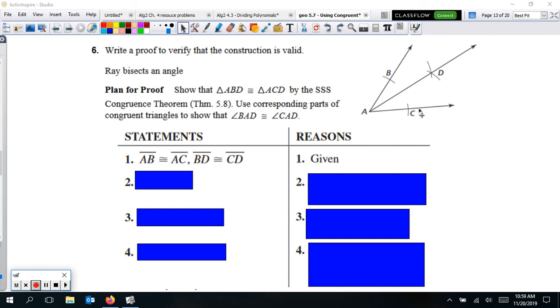And so it says the plan for the proof is to show that triangle ABD is congruent to triangle ACD. And so we have some given information from the diagram. The diagram shows us that AB is congruent to AC, and it also shows us that BD is congruent to CD. That's what we see in our statement number 1. So for number 1, you're going to write out that's our given. The reason is it's given on the diagram.